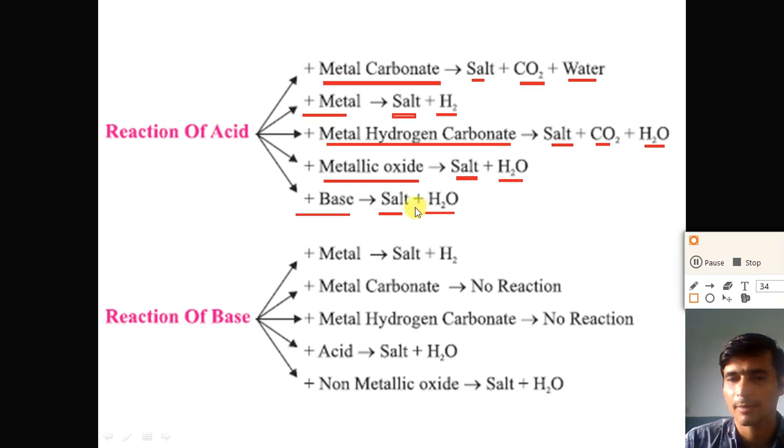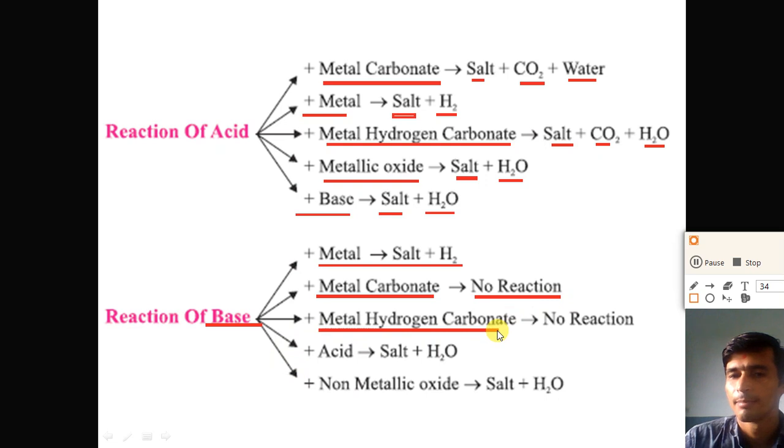Now what are the chemical properties of the base? Base reacts with the metal, producing a salt and the hydrogen gas. Now how can we test for the hydrogen gas produced in the reaction of the acid and base? The hydrogen gas produced in the reaction with the acid and base can be examined with the help of the pop test, right? Now, there is no reaction of the base with the metal carbonate. Similarly, the base cannot react with the metal hydrogen carbonate as well.